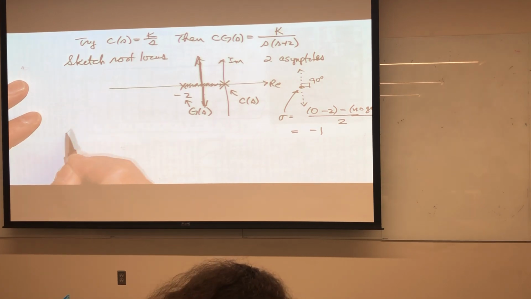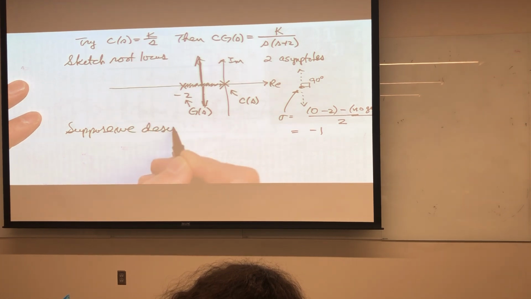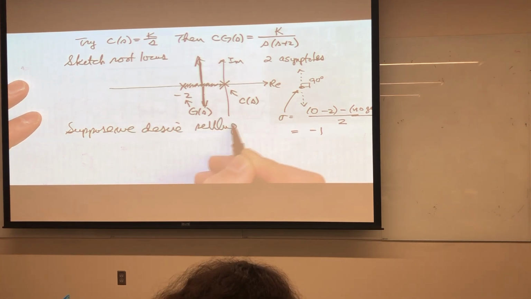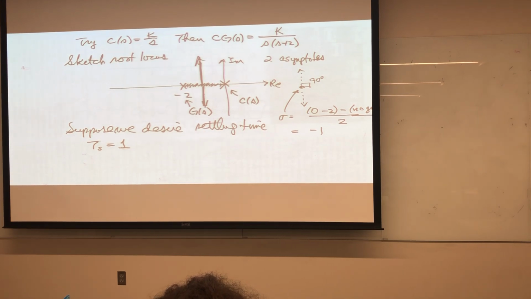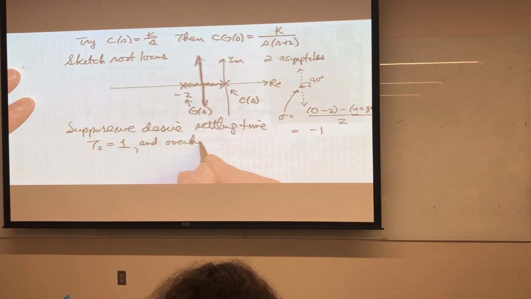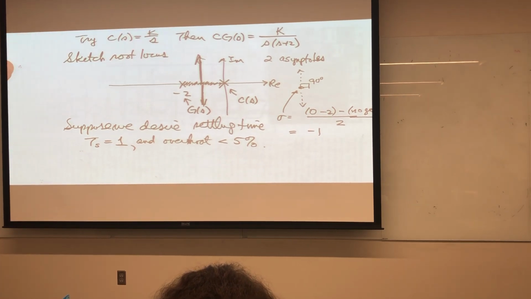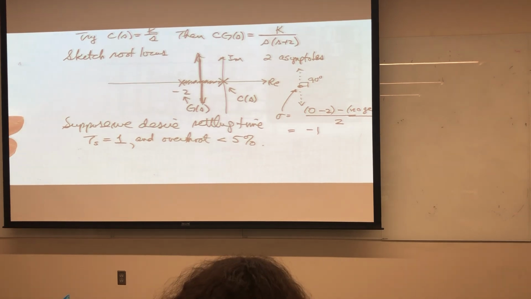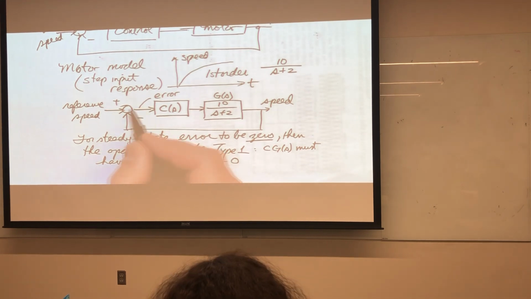So now let's suppose we desire a settling time TS equal to 1 time unit. And we want overshoot less than 5%. Okay, so here's our time specification. Notice everything so far has been in time domain specifications. Earlier we said the error needs to be 0. Okay, we want error to be 0.